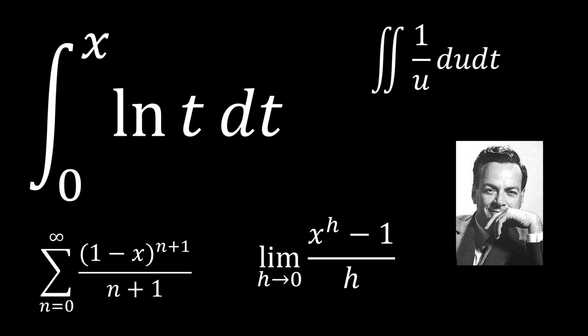We have an absolutely amazing video today. I think you guys are really going to enjoy it because in this video we are going to be integrating ln t dt from 0 to x 7 different ways. I'm going to show you 7 different ways to do it, starting from the most simple, integration by parts, the classic way of doing it, and we're going to move through definitions, through power series, and working our way all the way to iterated integrals.